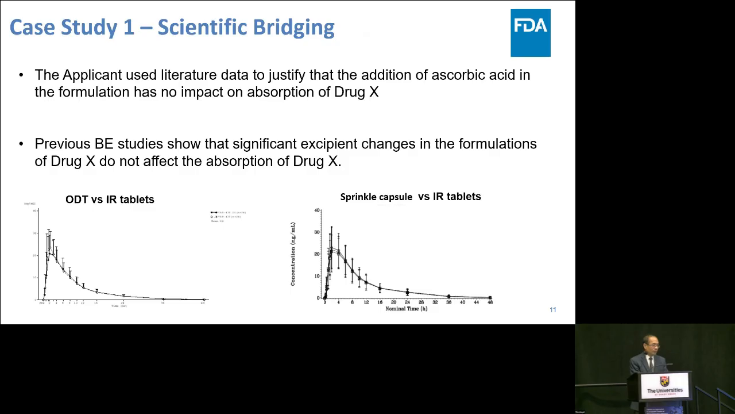The left figure is the comparison of orally disintegrating tablet and IR tablets, the proposed drug in this NDA. Even though these two drug products have totally different formulations, the BE study showed they are equivalent. The right figure is the comparison of sprinkle capsules and IR tablets, the proposed drug. Again, these drug products have two different components and compositions, but the BE study showed they are equivalent. So the applicant concluded that significant excipient changes in the formulation of the drug X do not affect the absorption of the drug X.